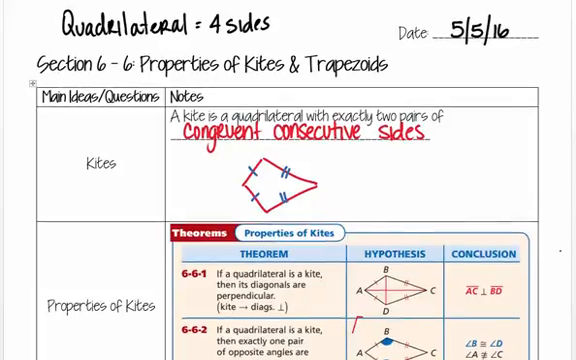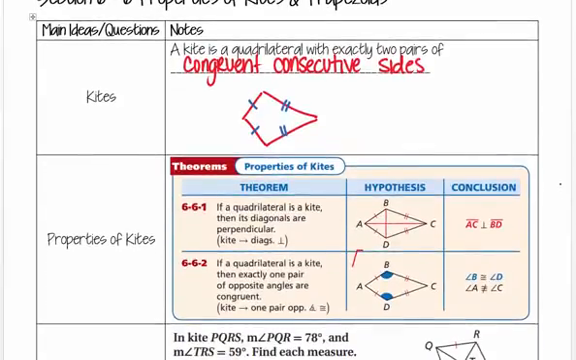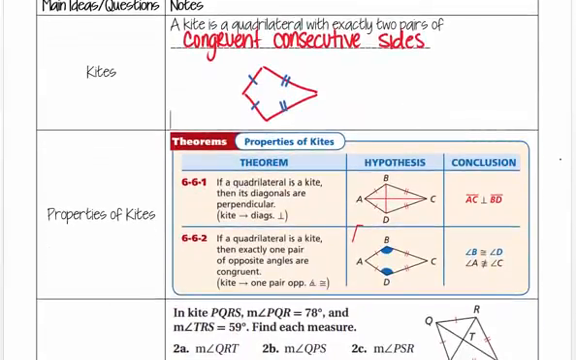Now, just like we have properties of everything else, we have properties of kites that we need to know. The first one is very similar to a rhombus, and it says that if a quadrilateral is a kite, then its diagonals are perpendicular. They form a nice 90-degree angle. And the other one says, if a quadrilateral is a kite, then one pair of opposite angles are congruent. So remember, in a parallelogram, both pairs of opposite angles would be congruent, but in this case, it's only the angles where the sides that don't match come together.